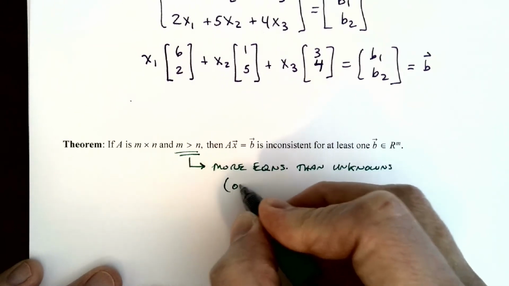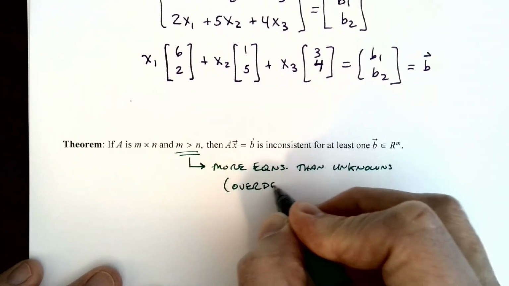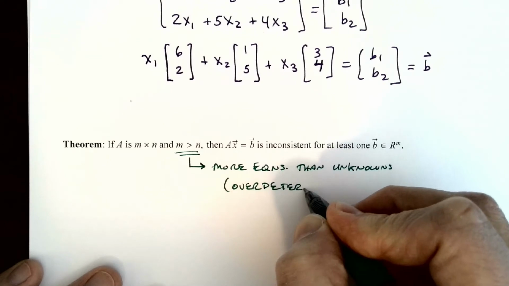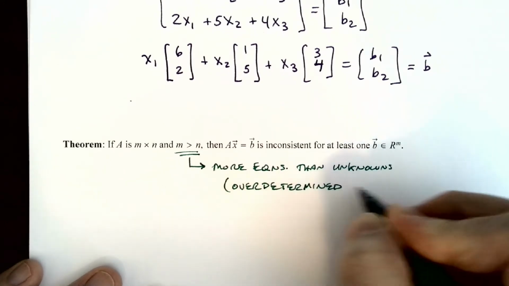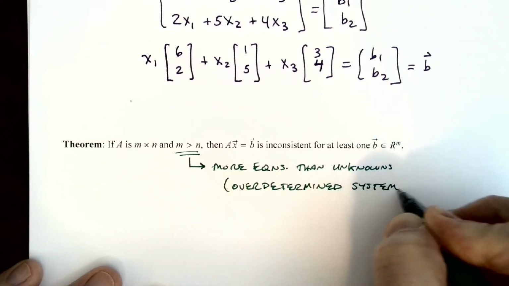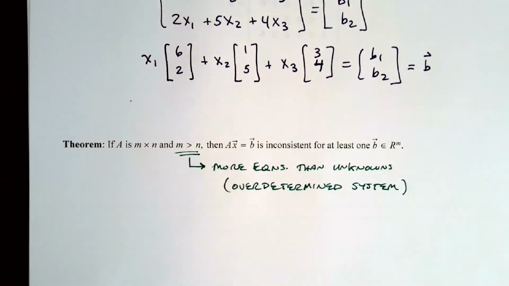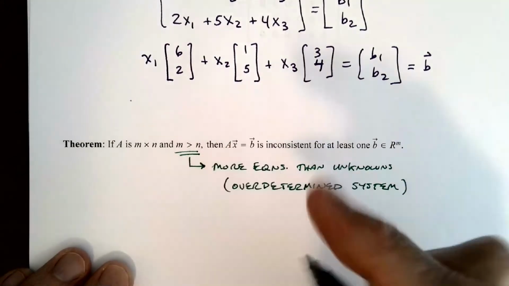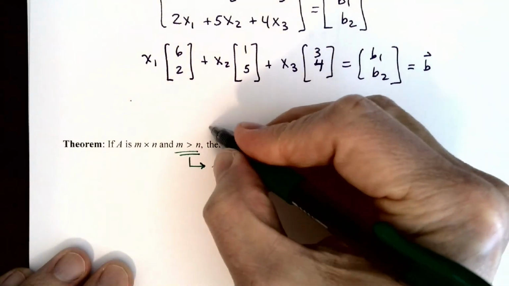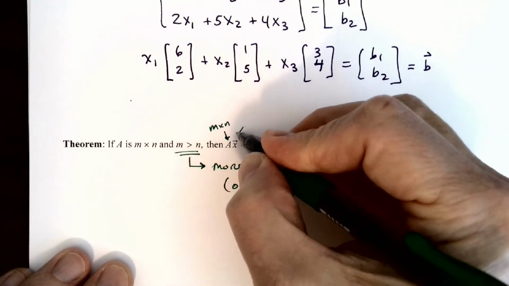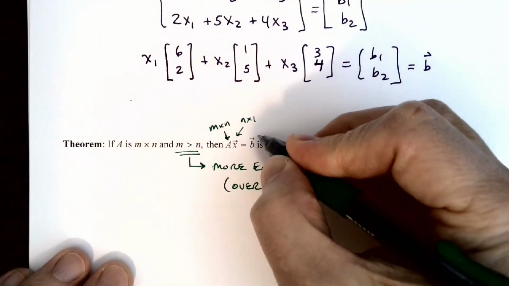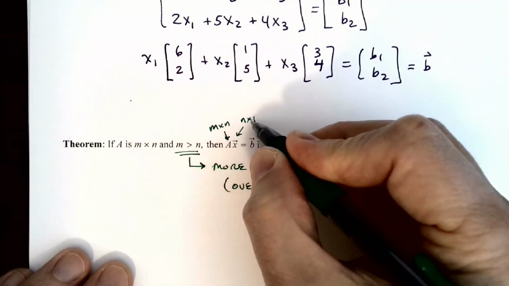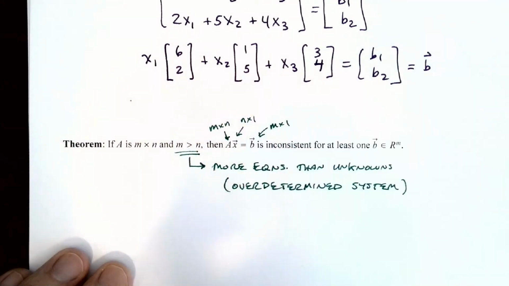Such a system is sometimes called overdetermined. If we have fewer equations than unknowns, then that's usually called an underdetermined system. Okay, so this is overdetermined. And notice B is in M space because why? A is m by n, again, and x is n by 1, and therefore the product AX is what? M by 1. So B is m by 1.